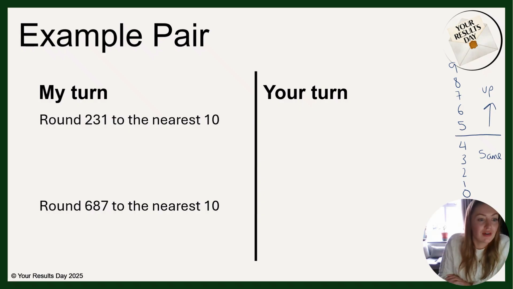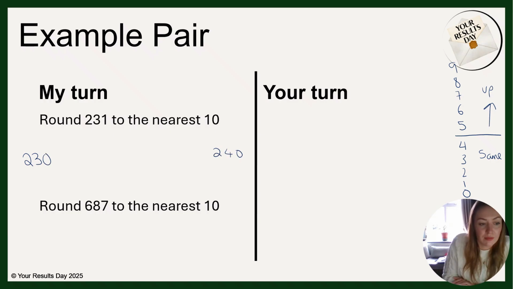Let's have a look here. We've got round 231 to the nearest 10. The nearest 10 either side, we could have 230 below or 240 above. And our job is to decide if 231 is nearer to 230 or 240, because both of these numbers are in the tens. Notice there's nothing in the ones column. 231 would be way down here, right after 230. So 231 is closer to 230. So when we round it, we would say it's 230.